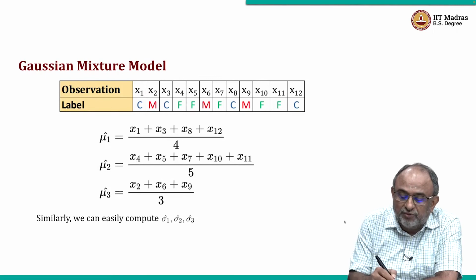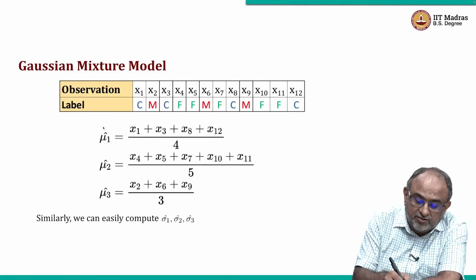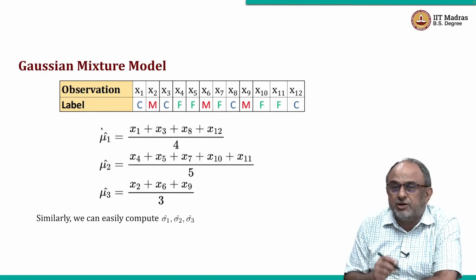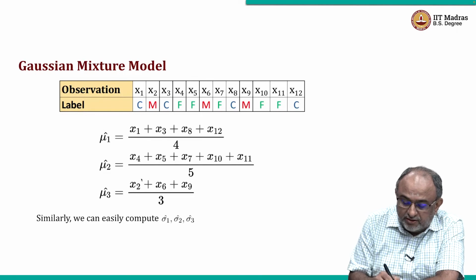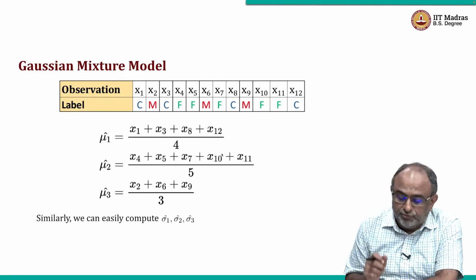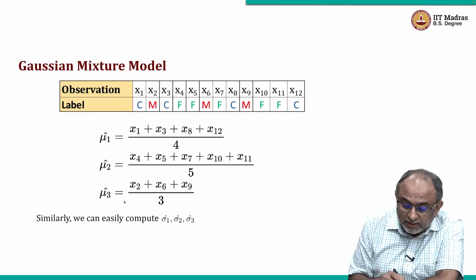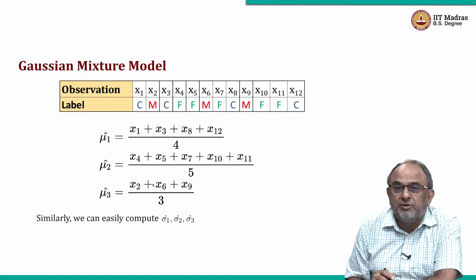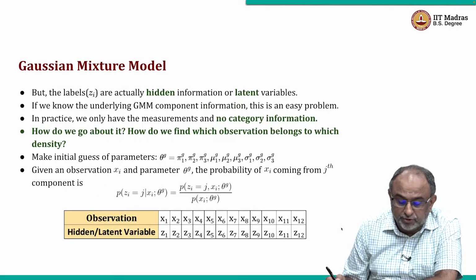And means are very trivial. Just take the heights of the 4 children and divide by 4. This is the mean height for the first Gaussian, the children Gaussian. The second one is the mean height for the second Gaussian, which is the female Gaussian. The third Gaussian's mean belongs to the male heights. And similarly, we can compute the variances.